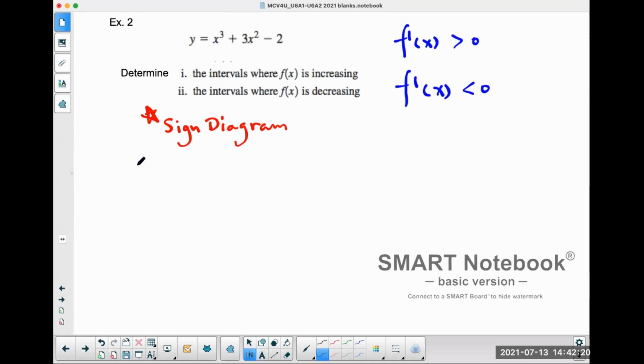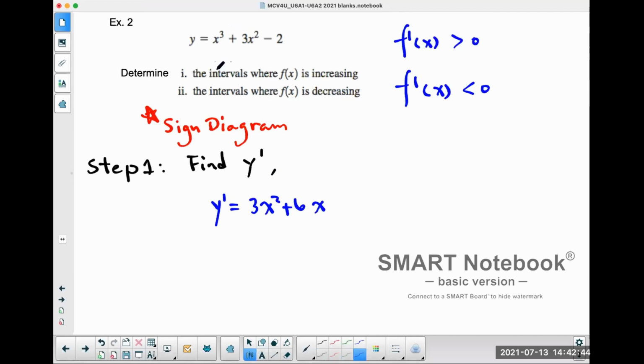Three simple steps. Step number 1, find y prime. Actually, let's do this first. What's the derivative function here? y prime is equal to 3x squared plus 6x, right? 3x squared, 6x. That's a 0. I don't have to worry about it.